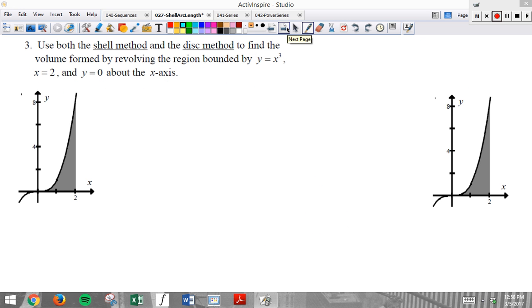Now, use both the shell method and the disk method for the same problem. That's all this is, highlighting the differences and the similarities. Now this is one I skipped when I did these in person, so maybe this is new for people. I'll mention that in the email where I talked about sending these out. I'll use shell first.